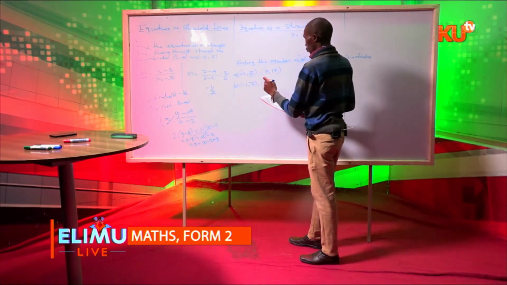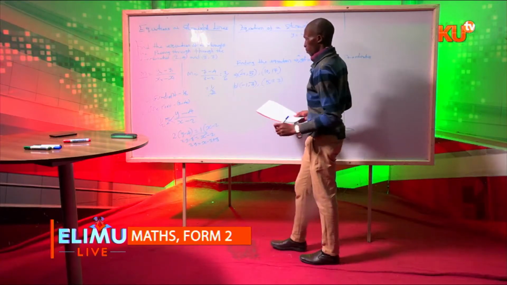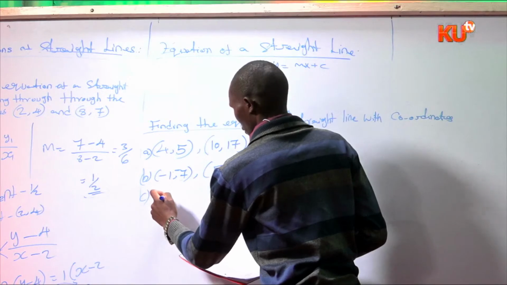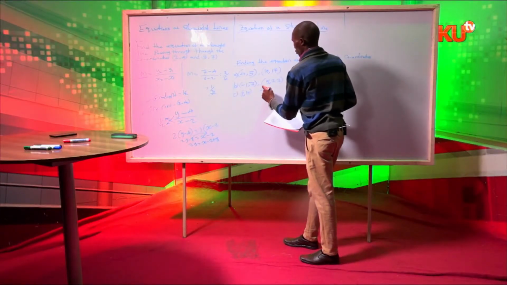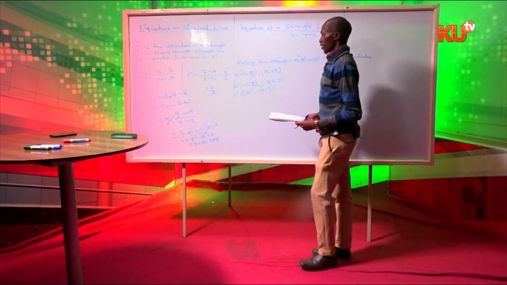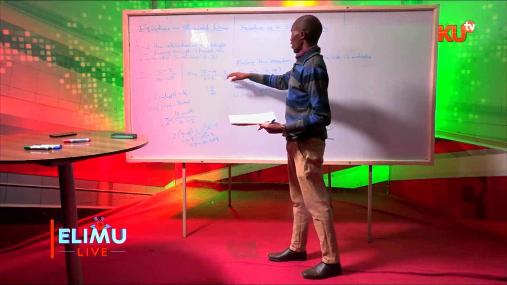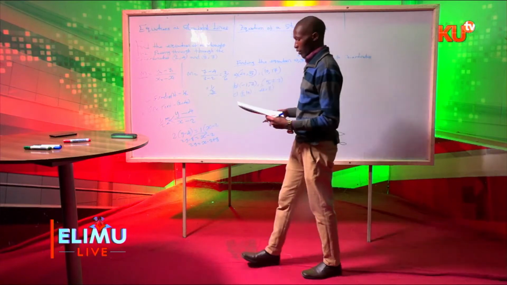Another coordinate on this line is 5 and 23. Number C, you will do this: 3 and 10, 4 and 7. So these are the coordinates on these 3 lines. You have a first line with 4, 5, 10, 17, the second one and the third one. So you can do that.